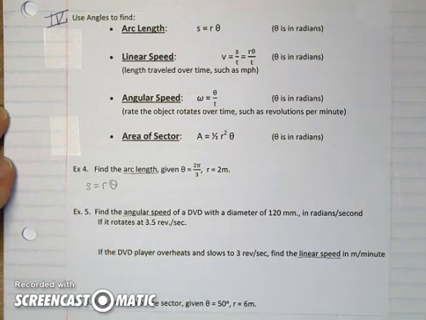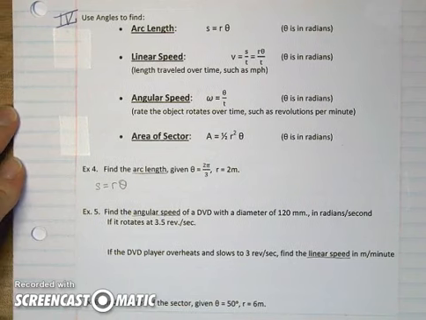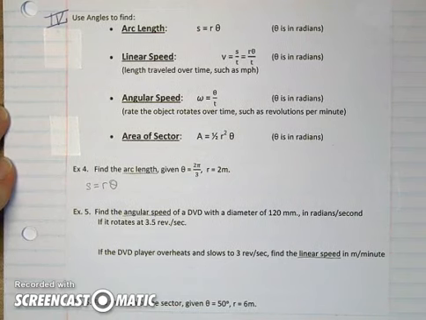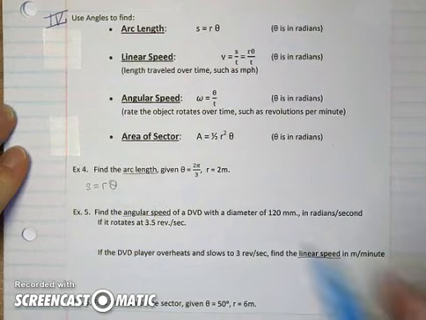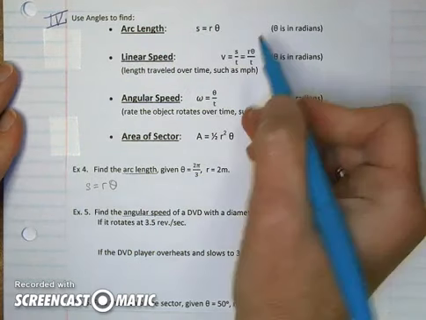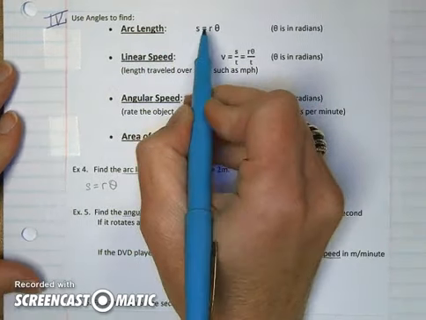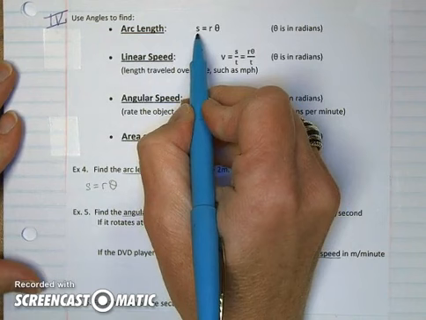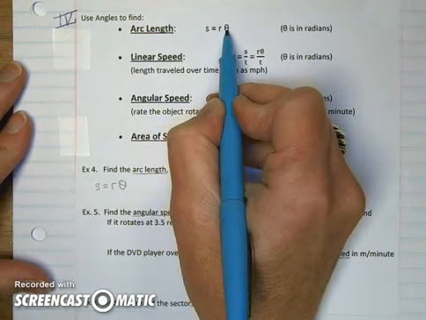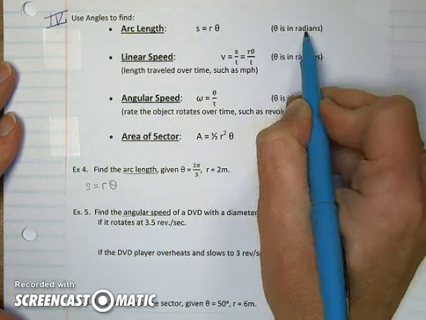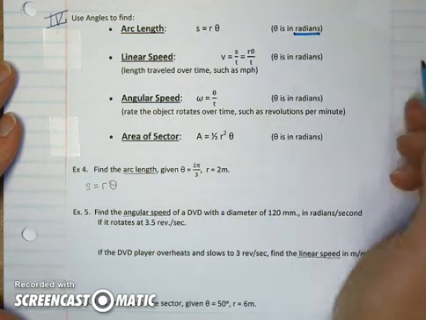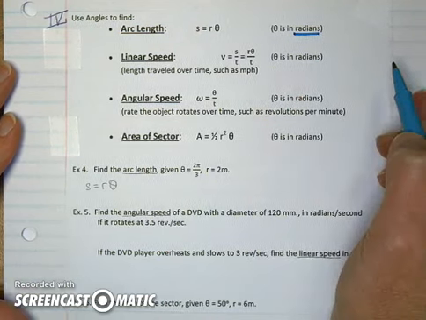Yay, more formulas to memorize. You already know some of these, but let's review. If you have the arc length, and we talked about this earlier, which we refer to as S, it equals the radius times theta. Please keep in mind that theta is always in radian value, which means your pi values.